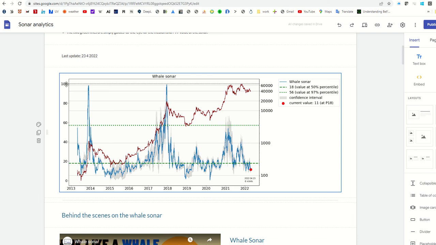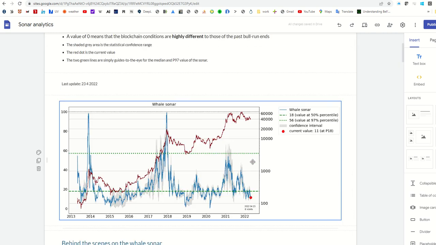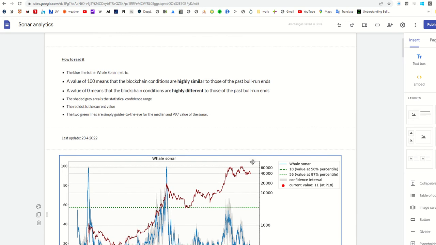So I'll start with the whale sonar picture, which tells us that we are currently at very low values with respect to the history of the whale sonar. But that's not really what I wanted to show you.